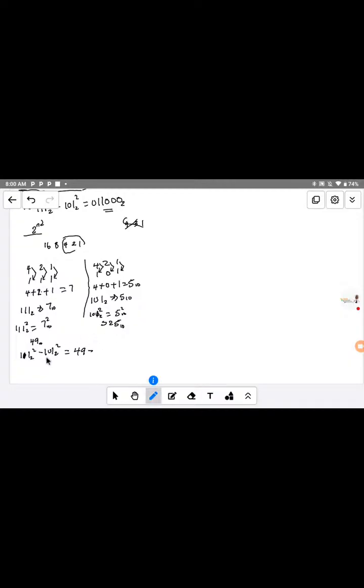Okay, now this 101 square is equal to what? 25. So when we subtract it, that will give us 24. Okay, so you have 24 in base 10. Now you have to convert this back to base 2, because we are working toward base 2.